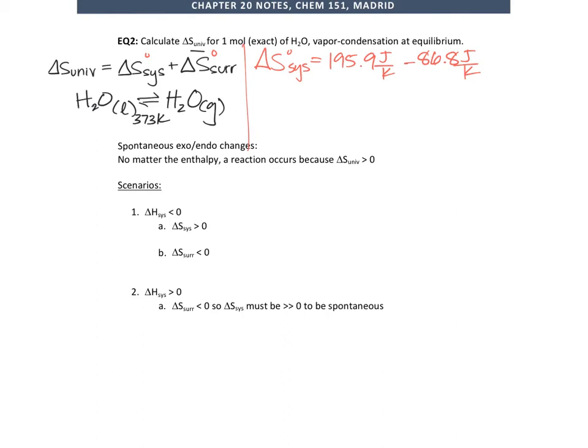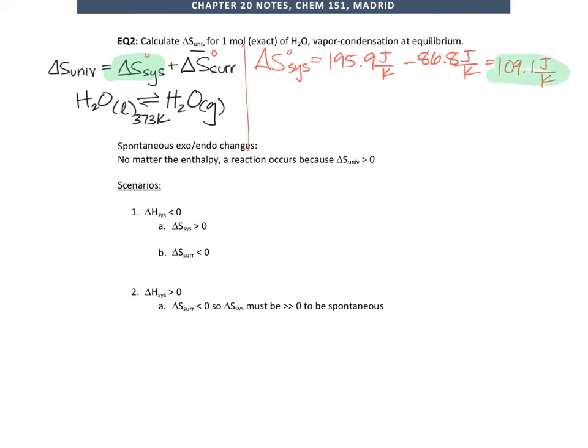Then let's solve for delta S. I get 195.9 joules per Kelvin for my product, which is the gas, and 86.8 joules per Kelvin for the liquid. If I subtract those two from each other, what you should get is 109.1 joules per Kelvin. That is our delta S of the system.